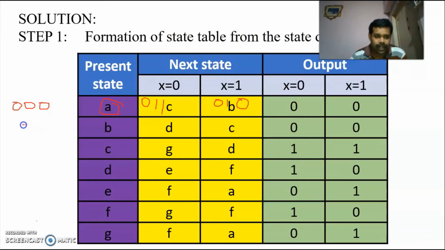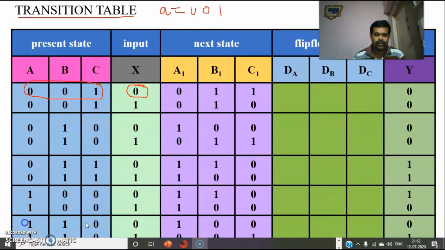For the next one, we are taking 0 0 1 for B. When you are providing x is equal to 0, it is going to D. D means 1 0 0. When you are providing x is equal to 1, it is going to C. C is nothing but 0 1 1. So you are converting like this. Instead of states, you are putting the values.